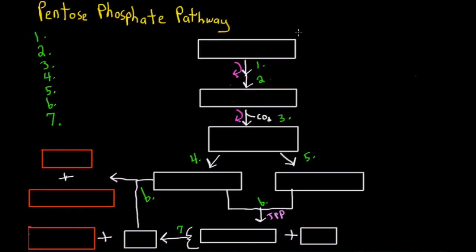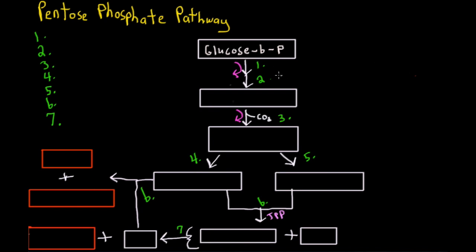Hello everyone, so this video is going to be covering the pentose phosphate pathway. Now the pentose phosphate pathway is going to be dealing with glucose, specifically glucose 6-phosphate, but instead of putting it through glycolysis and breaking it down into pyruvate, we're just going to be recombining it and reconfiguring the molecule in order to get a very different result.